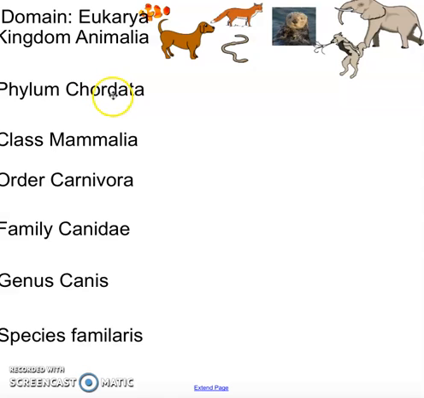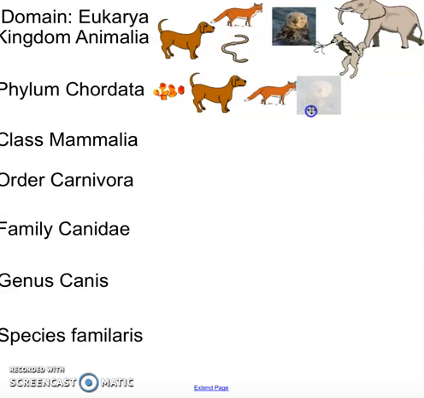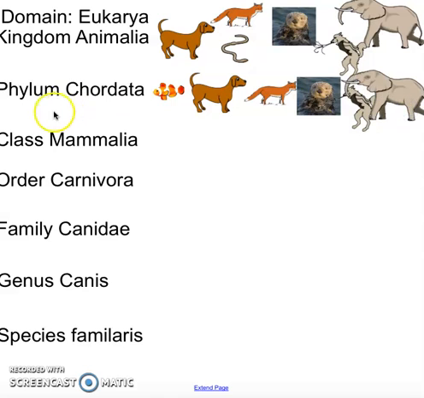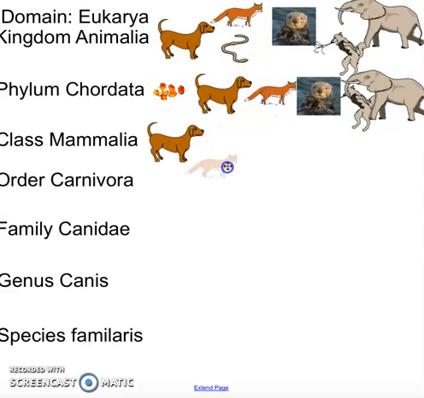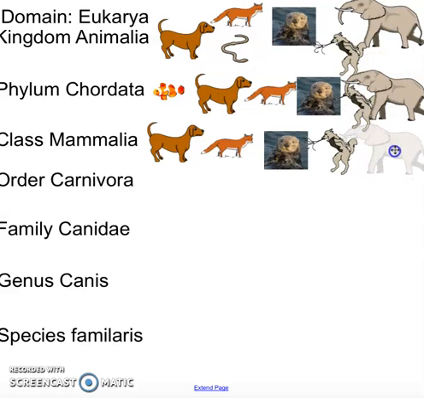Phylum Chordata. That means, does it have a backbone? So fish, yes. Dog, yes. Fox, yes. Worm, no. Otter, big bad wolf, and an elephant. All right, mammals. Okay, fish gets eliminated. So I have dog, fox, otter has a backbone, wolf has a backbone, the elephant has a backbone.